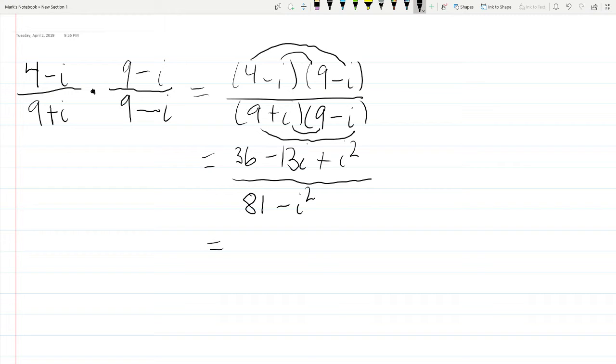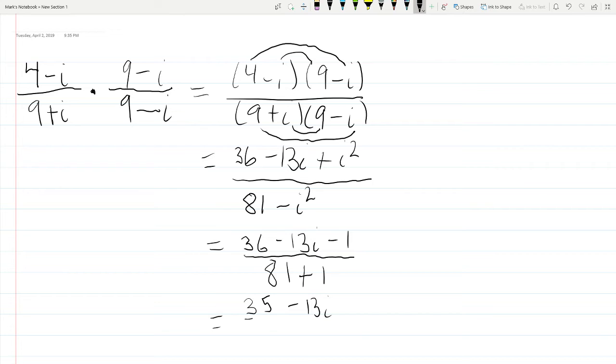All right, now simplifying the top, remember that i squared is the same as negative 1. So we'll get 36 minus 13i minus 1, divided on the bottom by 81. Again, i squared is minus 1, so we have minus a negative 1 is a positive 1. Okay, so finally, on the top we get 35, combining our like terms, minus 13i, and on the bottom we get 82.